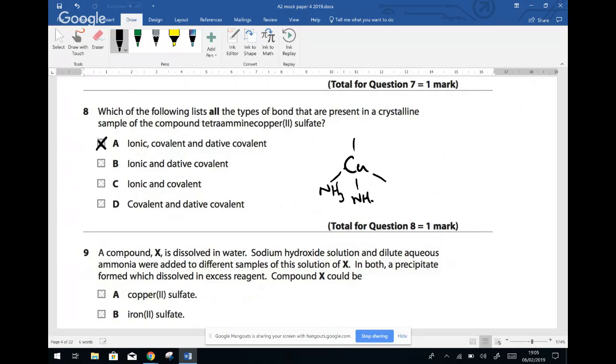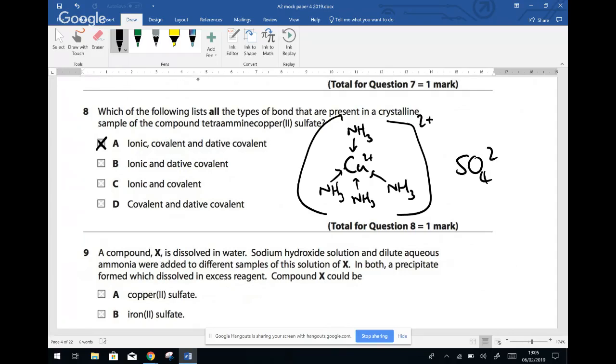But what's going to happen is this is going to be a standard octahedral complex. These are all coordinately bonded. That ion there is going to be 2+ because the copper is still a +2, and these are neutral ligands. And so we're then going to have a sulfate ion bound to the crystal as well. So we have got covalent bonds within the ammonia molecules and the SO4 2- ion, plus dative covalent bonds between the ligand and the transition metal, and we have an ionic attraction between the positive and negative ions as well. So it's A being the right answer. Great question. All of them are there.